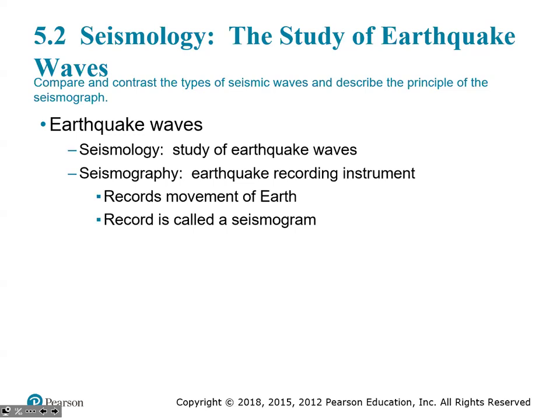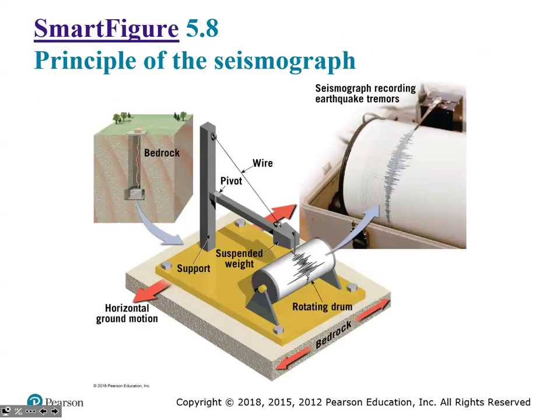So it turns out that the waves from earthquakes are really useful. Seismology is the study of earthquakes, and there are lots of little earthquakes all the time that aren't a big deal. Seismology is the study of earthquake waves, and a seismograph is a tool that records those waves. Seismography is the recording of earthquake waves. A seismograph records the movement of the earth. The record is called a seismogram. So here is a seismograph.